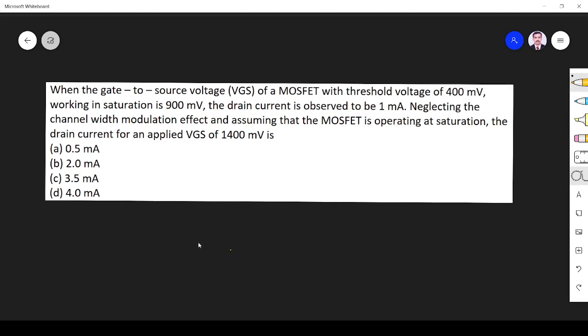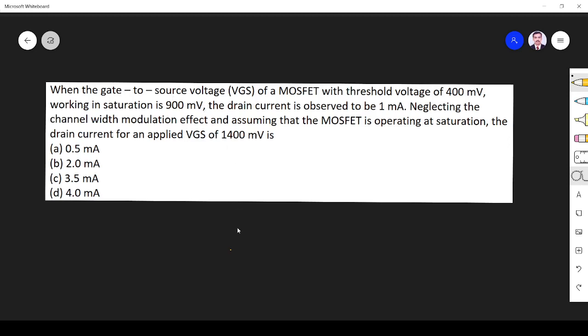So let us start. The question is: when the gate to source voltage of a MOSFET with a threshold voltage of 400 millivolt, working in saturation, is 900 millivolt, the drain current is observed to be 1 milliampere. Neglecting the channel length modulation effect and assuming that the MOSFET is operating in saturation, find the drain current for an applied VGS of 1400 millivolt. So what have they given?